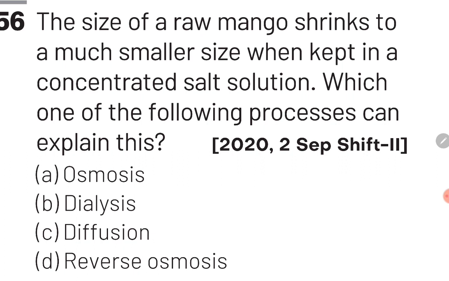Guys, this is a classic example of osmosis in which solvent molecules flow from low concentration to high concentration through a semi-permeable membrane. In this question, mango cell membrane will act as a semi-permeable membrane and water, which is the solvent, will flow from mango into the salt solution. So guys, the correct answer for this question is option A, which is osmosis. Now let's move ahead to the next slide.